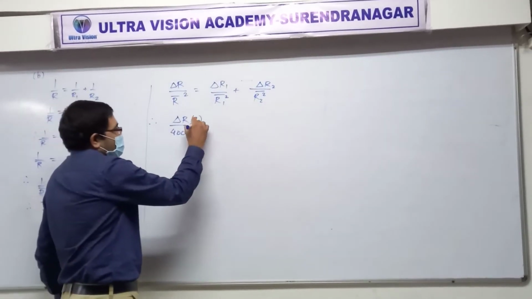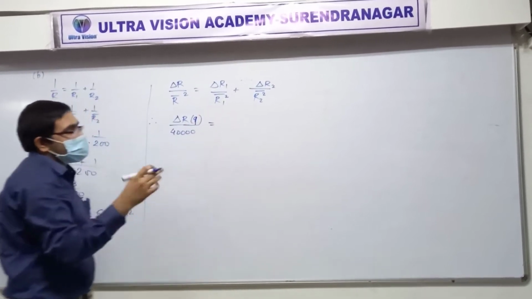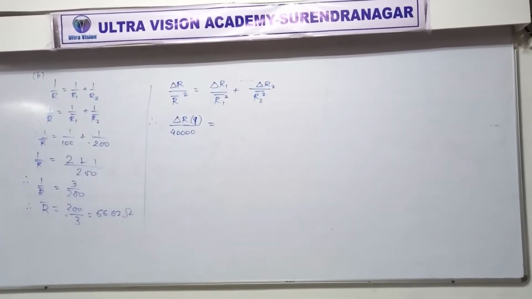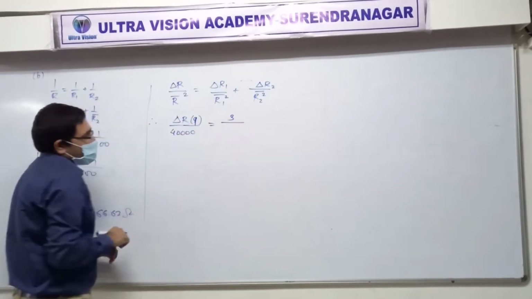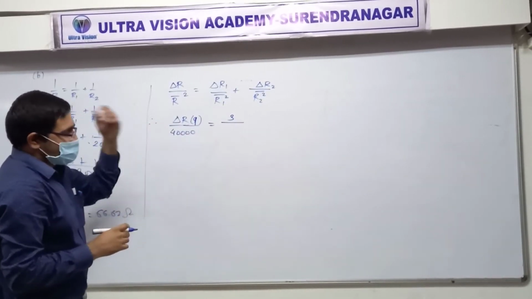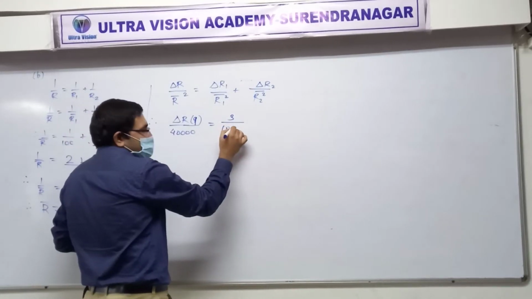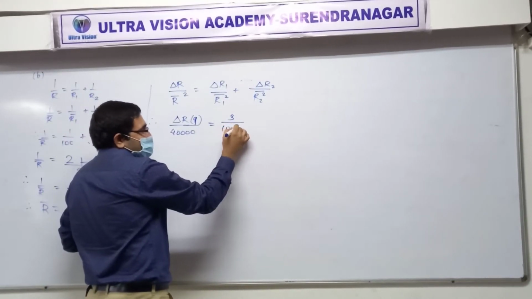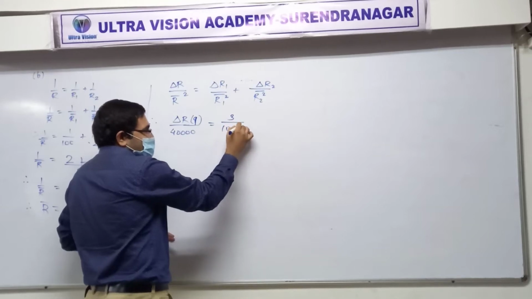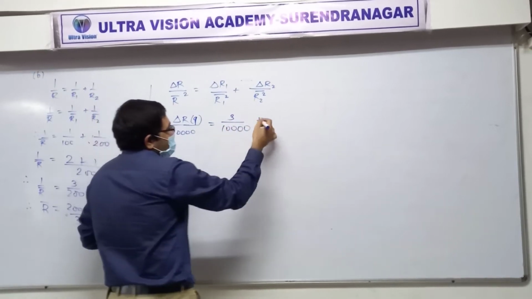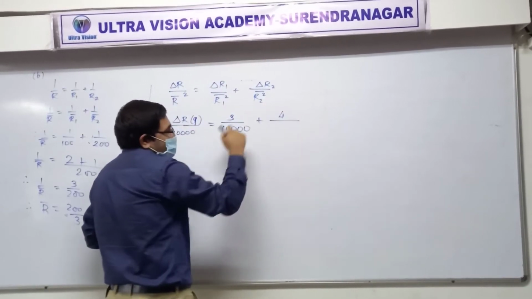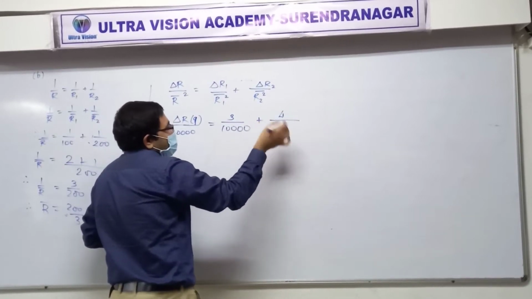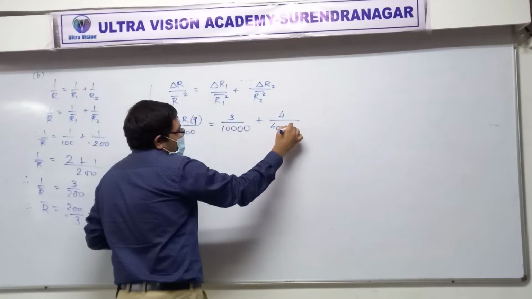Right hand side. So this is 9 into delta R1. What is delta R1? Read the question carefully. Find out delta R1. 3, divided by R1 square. What is R1? R1 bar, there. 100, right? So 100 square is 10000. Plus, next one. What is delta R2? Delta R2 is 4, of R2 bar, 200, and then we have to square it. So 200 square is 40000. Got it?